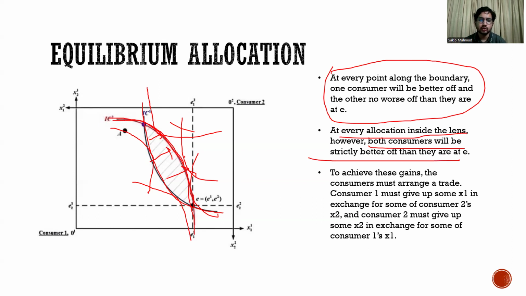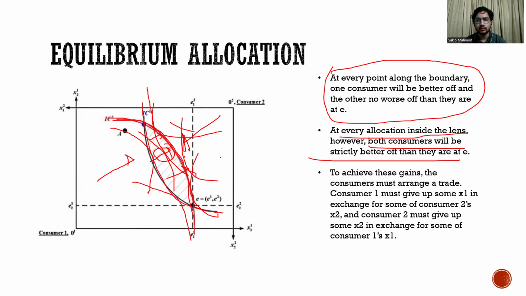Now, if we just move on to inside the lens, then we can see that both of the IC curves shift. For person one, the IC curve shifted toward the right; for person two, the IC curve shifted toward the left. So in both cases, they are consuming more of the throughput, so they are becoming better off. Their IC curves are also shifting, so they are definitely going to be strictly better off at A.